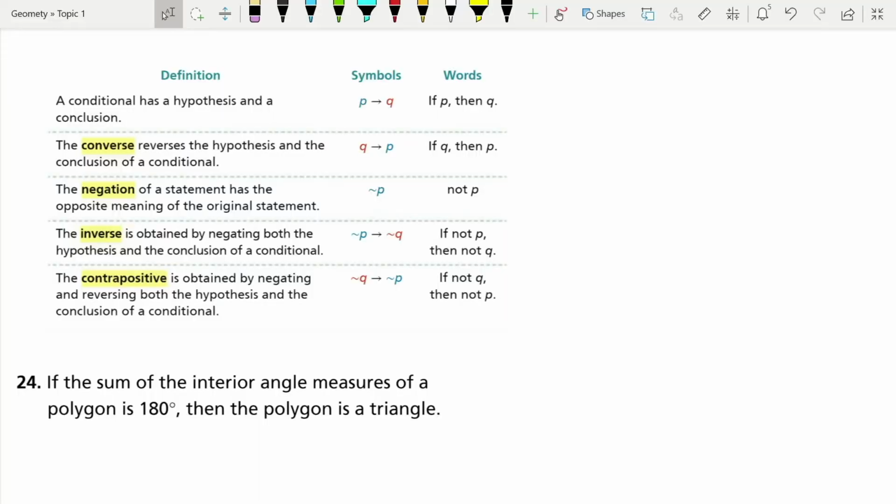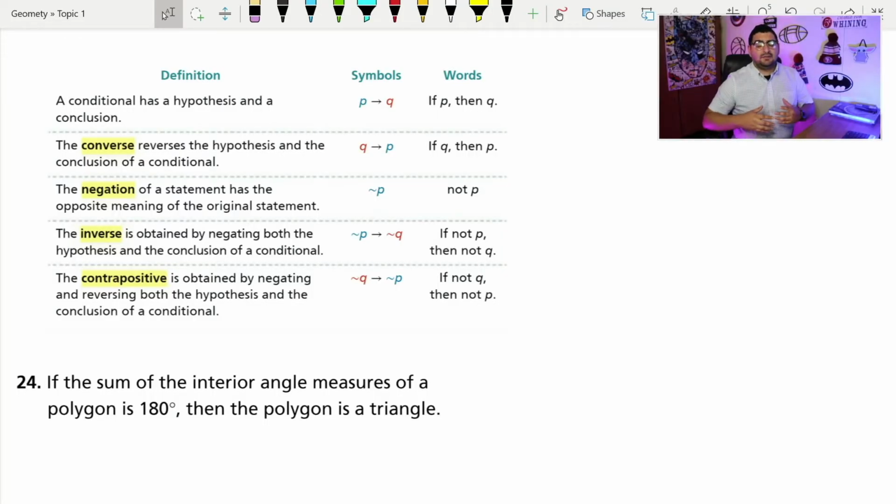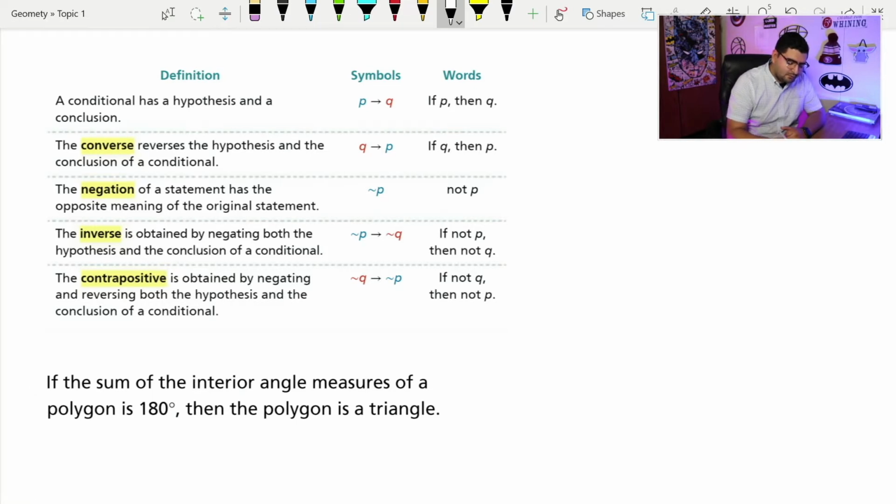So a few terms before we actually begin to write an inverse and a contrapositive. The first one we want to talk about is the conditional, which we already learned in the last video. It's an if P then Q statement, where P is the hypothesis and Q is the conclusion. The converse reverses the hypothesis and the conclusion of that conditional. So essentially, it reverses the way it's written. Let me show you what that actually looks like.